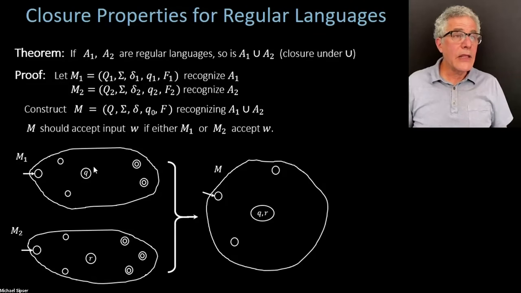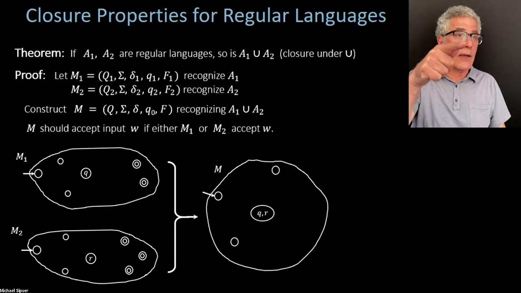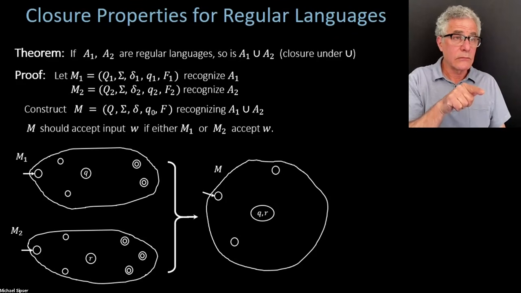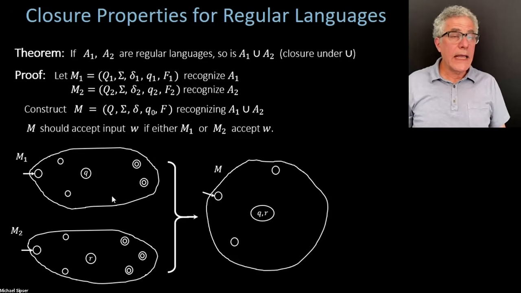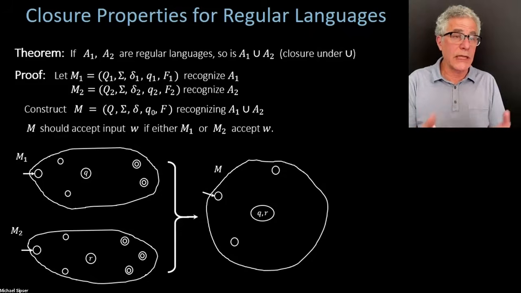We're going to keep track, M is going to keep track of which state M1 is in and which state M2 is in at any given moment. As we're reading the symbols of W, we're going to feed it into M1 and also into M2. So the possibilities we have to keep track of in M are all the pairs of states in M1 and M2, because you're really tracking M1 and M2 simultaneously. So you have to remember which state M1 is in and also which state M2 is in.